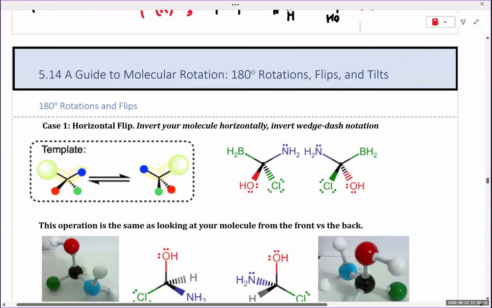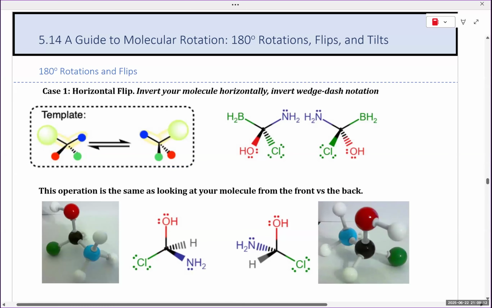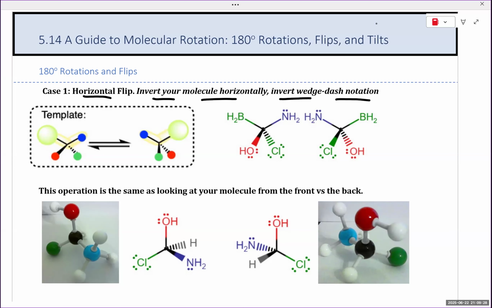Let's talk about other ways to rotate your molecule. One case involves rotations and flips. So let's talk about a horizontal flip. If you're flipping your molecule horizontally, you're going to invert your molecule horizontally and invert the dash wedge notation. So for example, in this case, if we're flipping our molecule horizontally by rotating it 180 degrees, you rotate the skeleton and you invert the dash wedge notation.